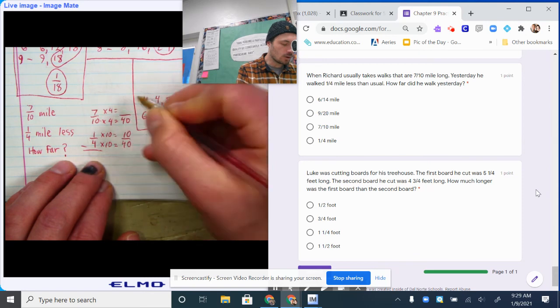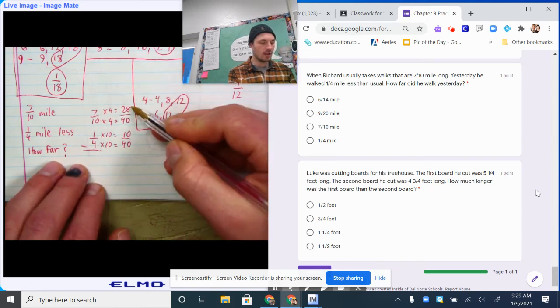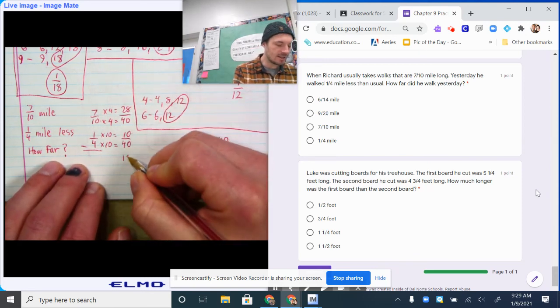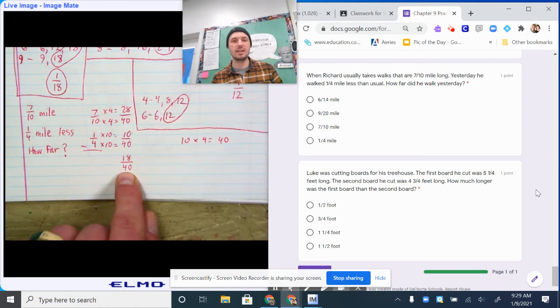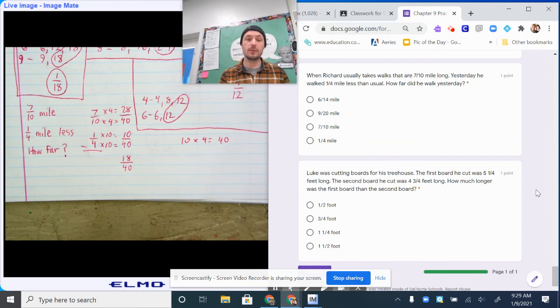7 times 4 is 28. And 28 minus 10 is 18. The denominator 40 stays the same. So we have 18/40, and that can be simplified.